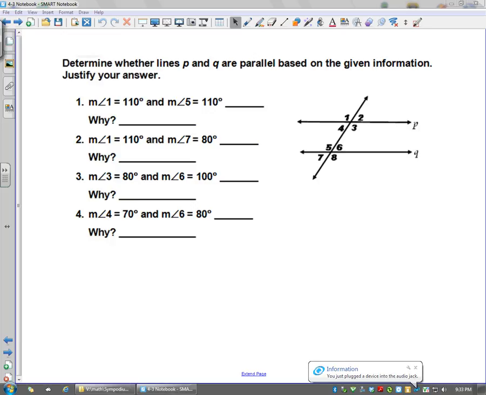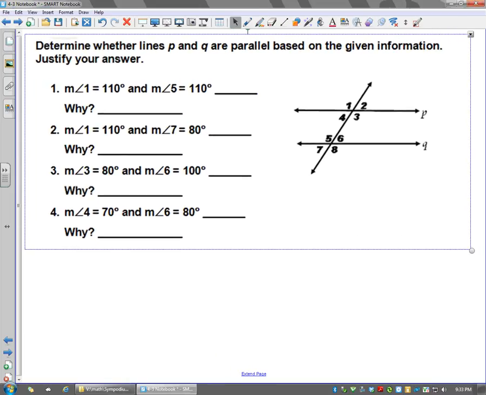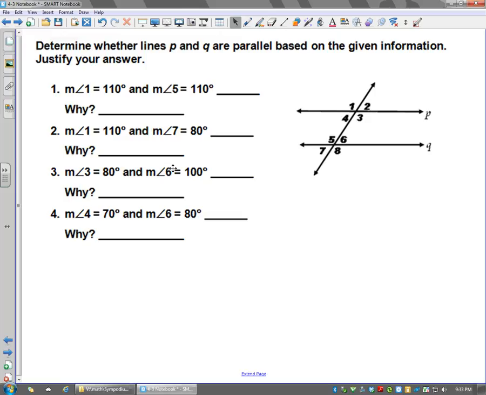Okay, we want to determine whether lines P and Q are parallel based on the given information, and then we want to justify our answer. All of this goes back to what we learned yesterday about our angle pairs. If you remember, every time, what did we do? We traced over the angles.